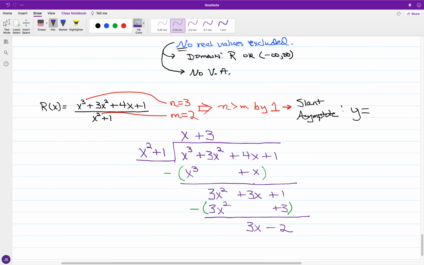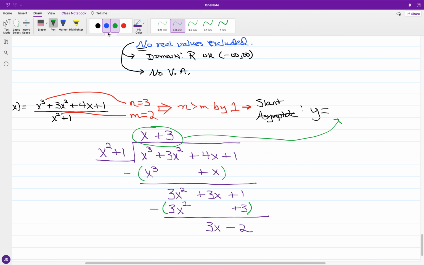I cannot take x squared directly into 3x. So in terms of the quotient, you have x plus 3, and your remainder would be 3x minus 2. In the case of the slant asymptote, I'm interested only in the quotient part of this. So there's going to be a slant asymptote, and that is going to be at y is equal to x plus 3.